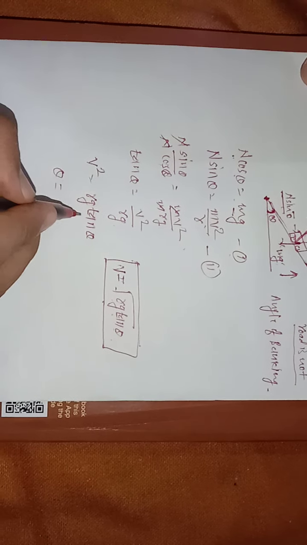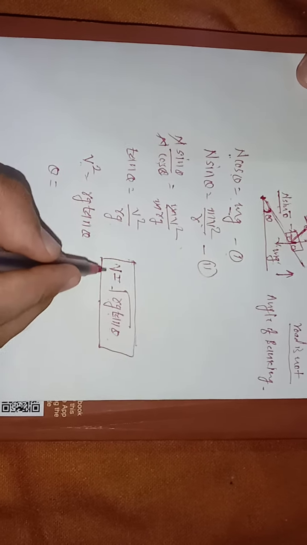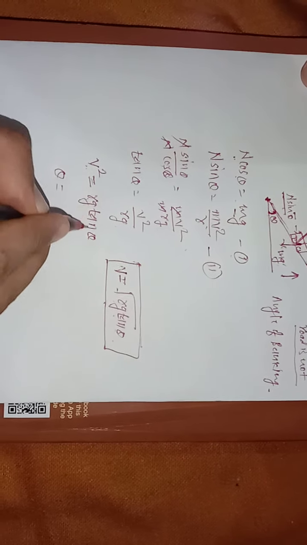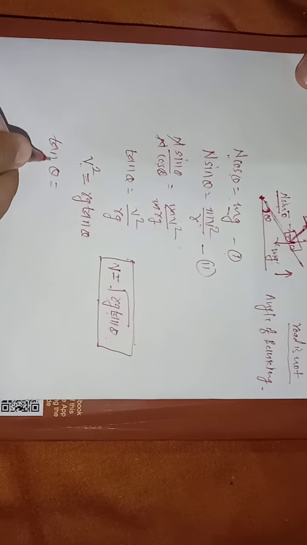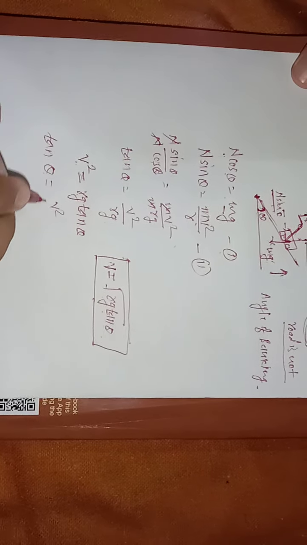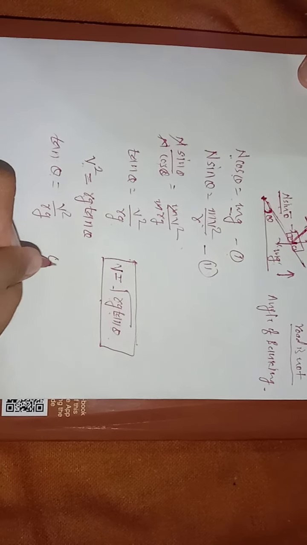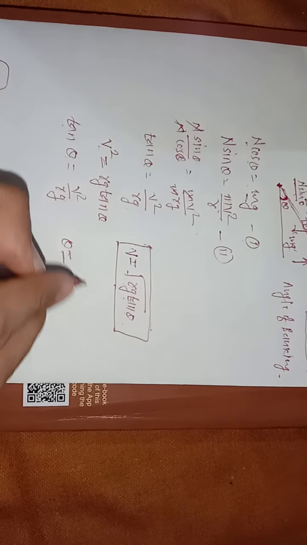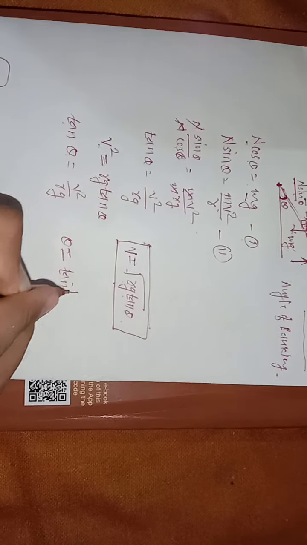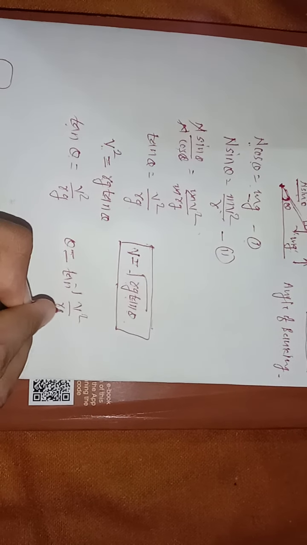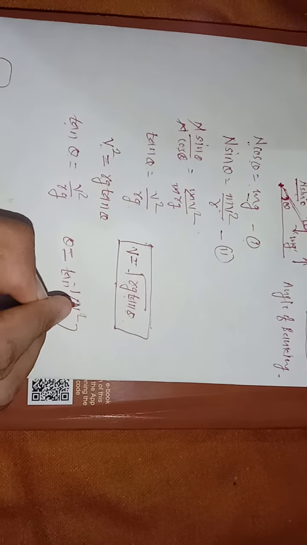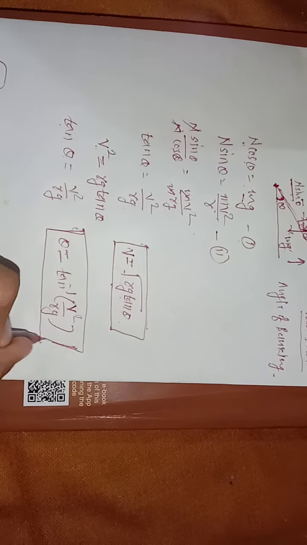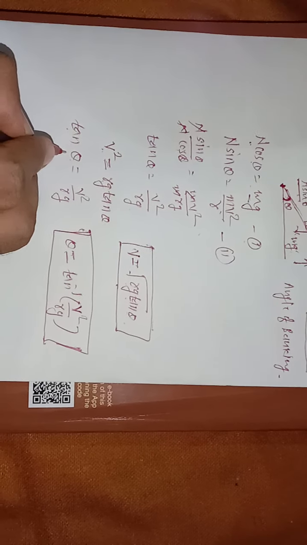Already we got this equation v is equal to under root rg tan theta, or v square is equal to rg tan theta. Therefore tan theta is equal to v square upon rg. So theta, the angle of banking, is equal to tan inverse of v square upon rg. By using this formula we can determine the angle of banking.